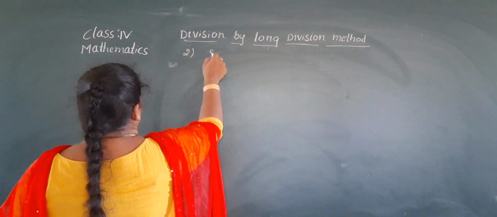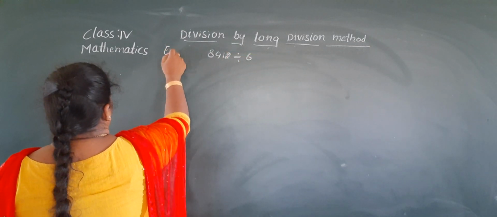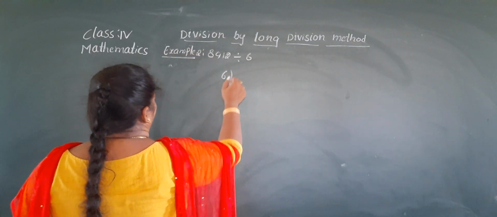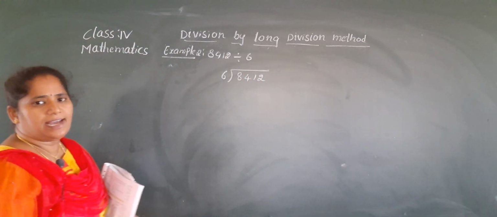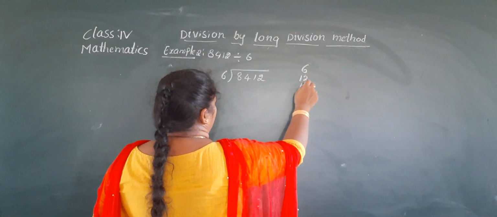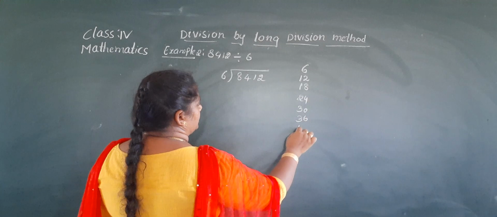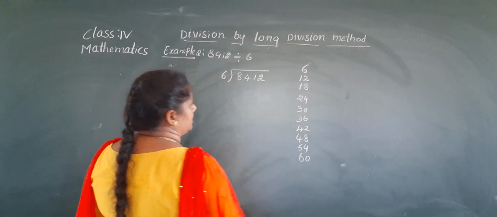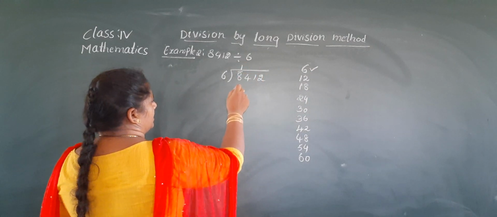Second problem, 8412 divided by 6. This is an example. So first you write it in division form, 8412. So what's the divisor here, children? Yes, 6. Come on, write the 6 table. 6 2s are 12, 6 3s are 18, 6 4s are 24, 6 5s are 30, 6 6s are 36, 6 7s are 42, 6 8s are 48, 6 9s are 54, 6 10s are 60. Tell me the nearest number to 8. Yes, 6. 1 time, 6 1s are 6.